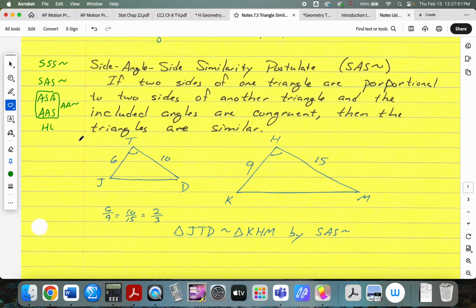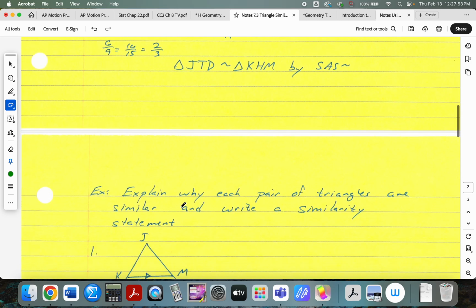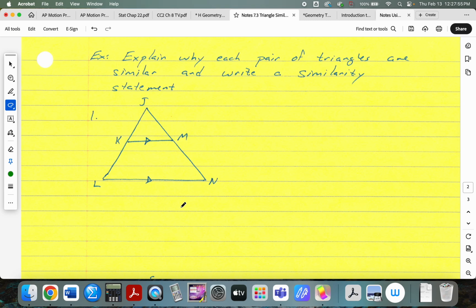So a lot of this is just like congruent triangles. All right, so let's take a look here. Explain why each pair of triangles are similar and write a similarity statement. So these two triangles overlap one another. And I've also got these two segments marked parallel to one another. Notice I don't have any side lengths at all.